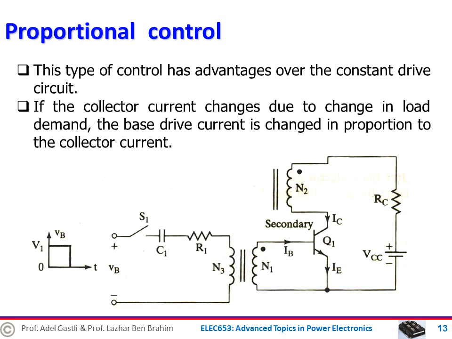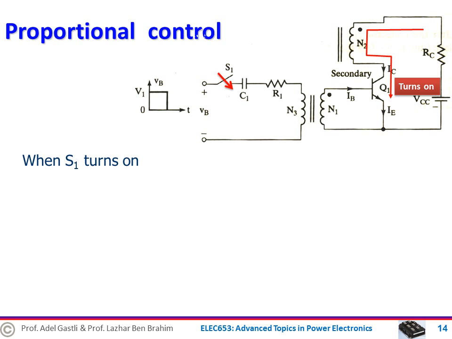Notice that we need a 3-winding pulse transformer, and we also need an additional switch and one capacitor C1 and resistance R1 that are connected in series with the additional switch and the tertiary winding of the pulse transformer. Let us consider the instant when switch S1 is closed while the source voltage VB is at high level V1. At this moment, a pulse current will flow in the capacitor C1, resistance R1 and the tertiary winding of the transformer.